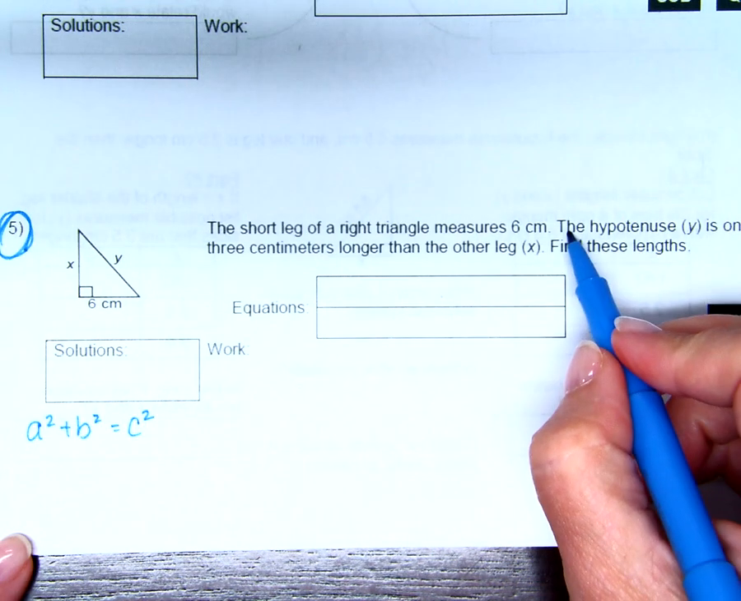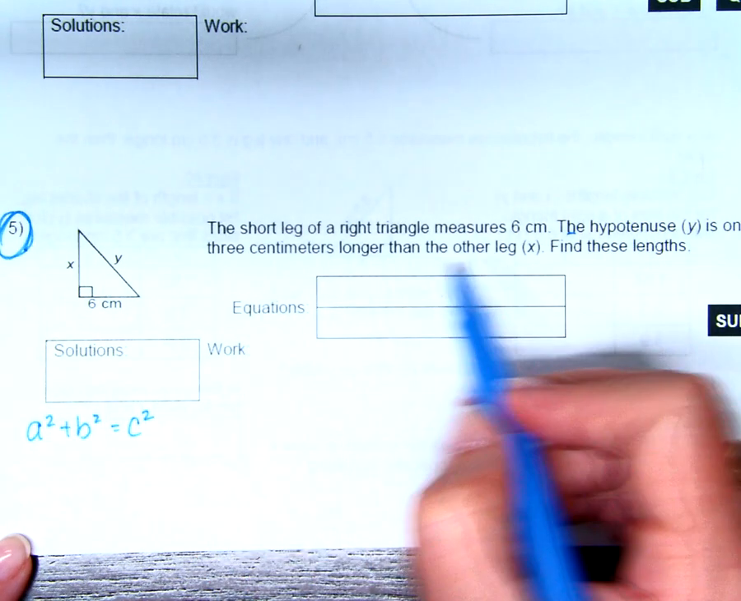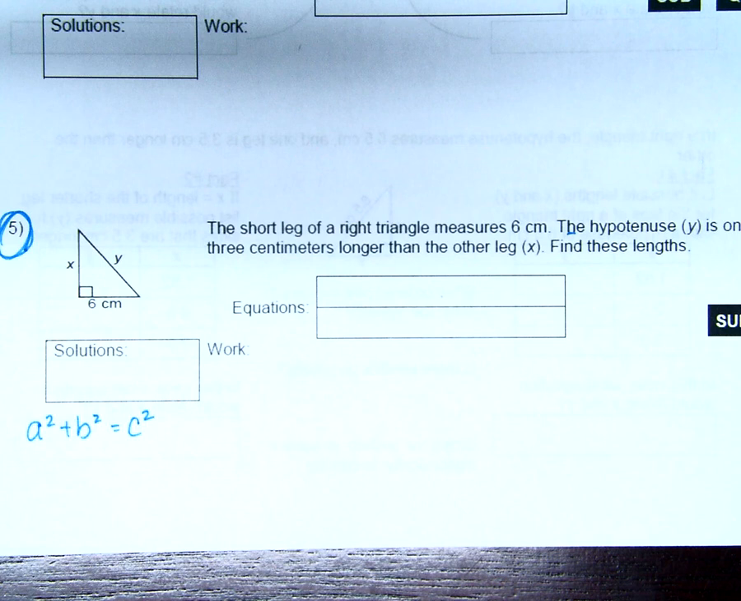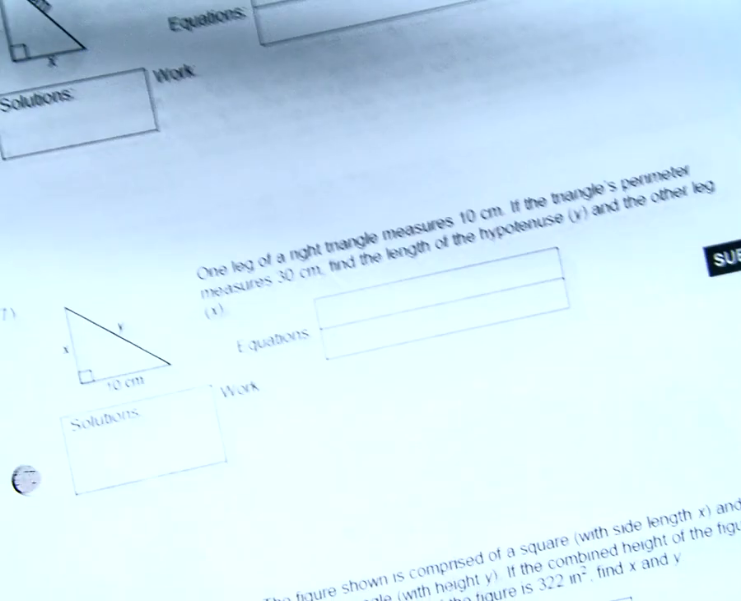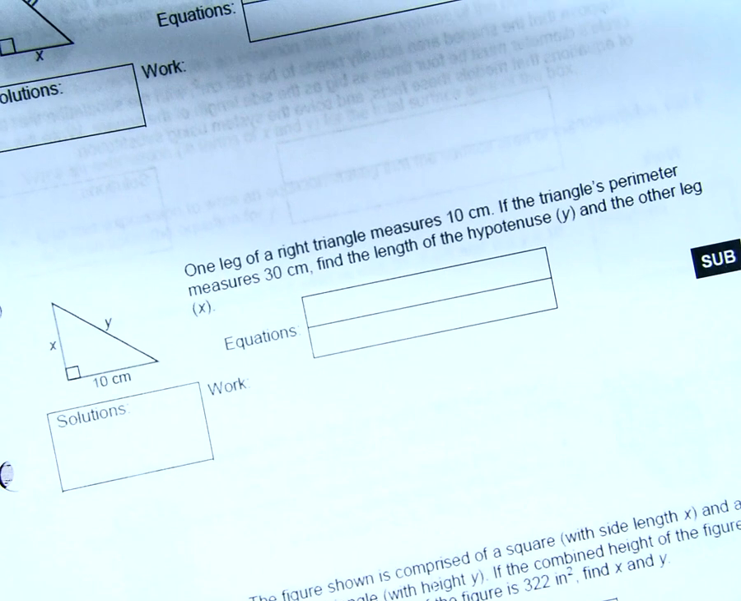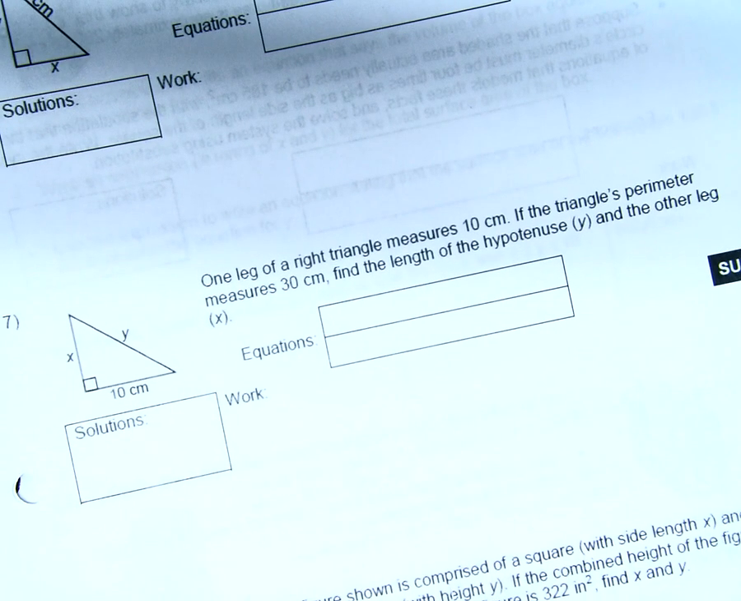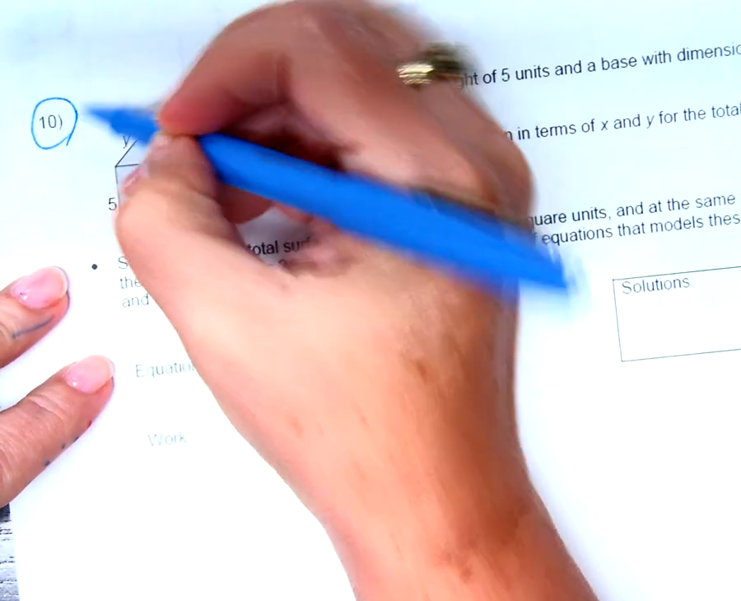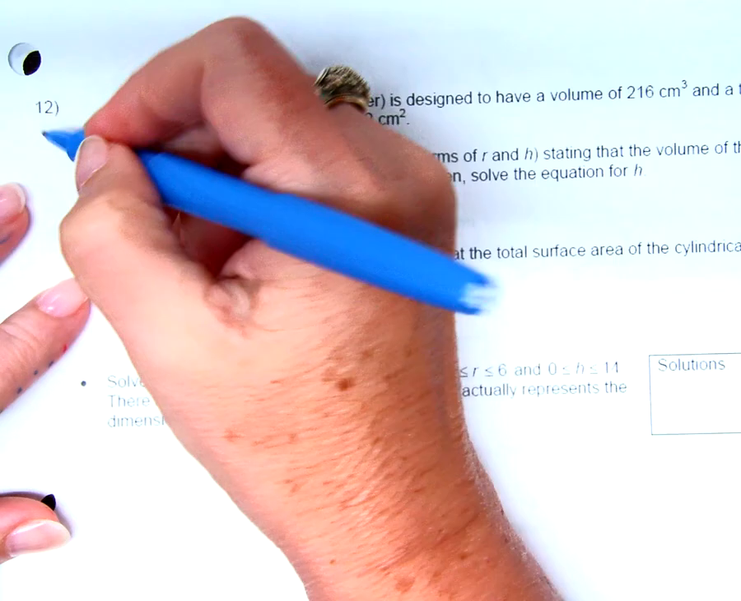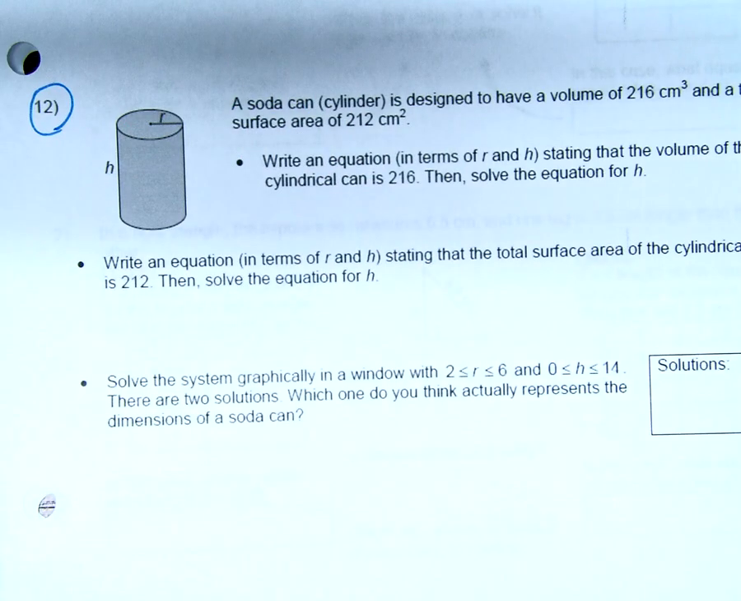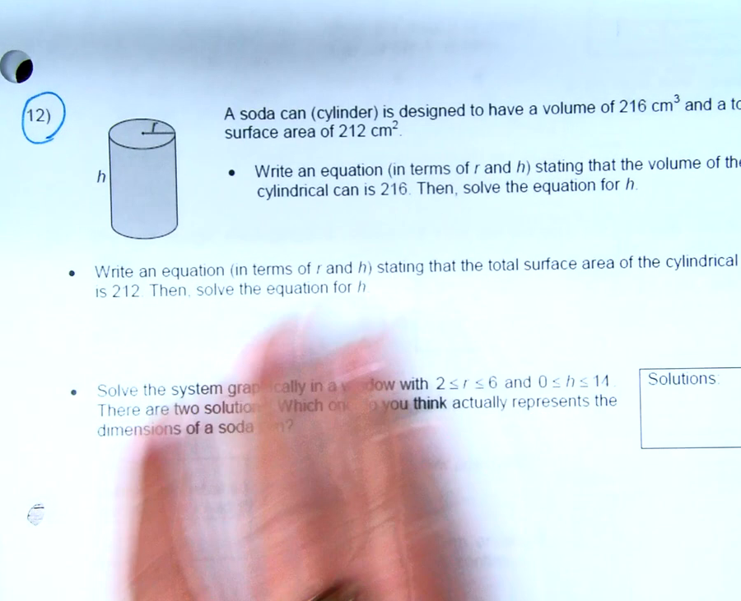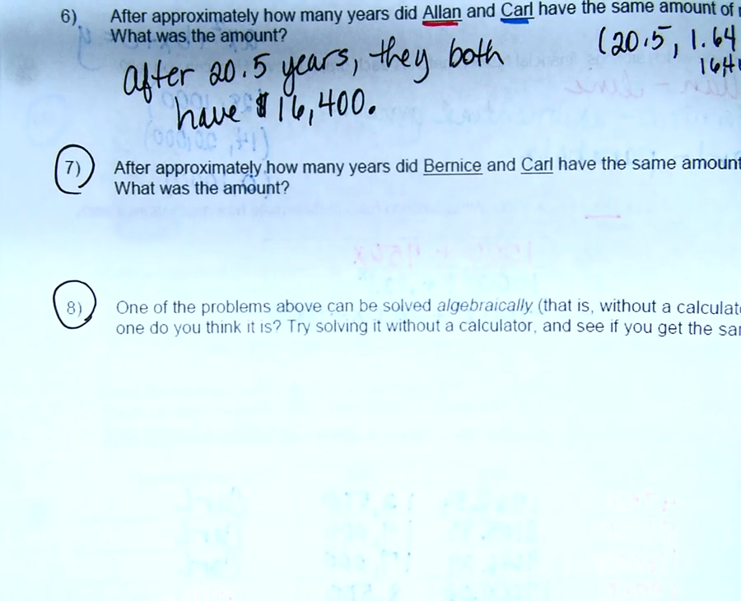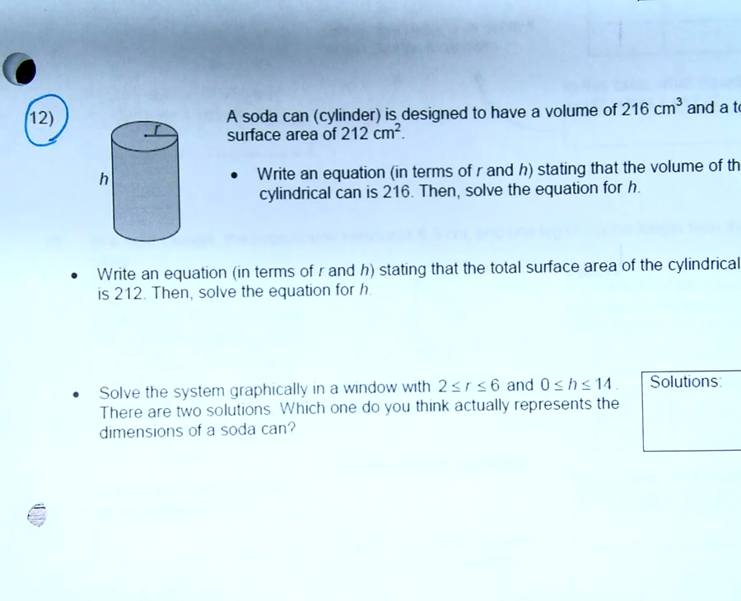And then there's a sentence right here. The hypotenuse is only 3 centimeters longer than the other leg. That's where you get the second equation. Okay? But please also circle, besides 4 and 5, please circle 10 and 12. Okay? So you have 4, 5, 10, and 12 on this page, and then you have 7 and 8 on this page. Got it? Any questions?